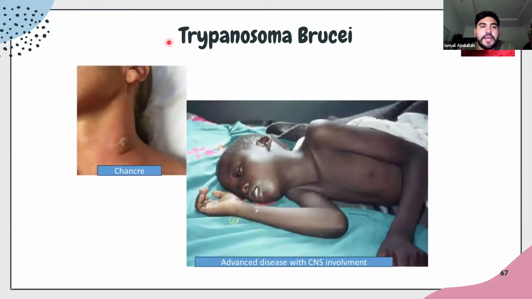And look, this is how they would look. Since there's this chancre, right here, the sign of chancre. This is a child who has an advanced disease with CNS involvement. You can see that he's disoriented. So usually the one with Brucey is more severe because it also involves CNS involvement, okay?